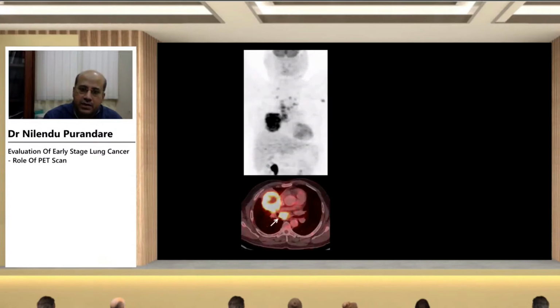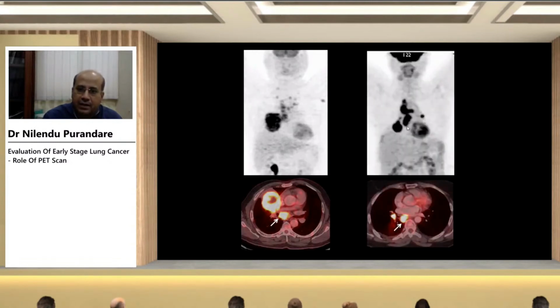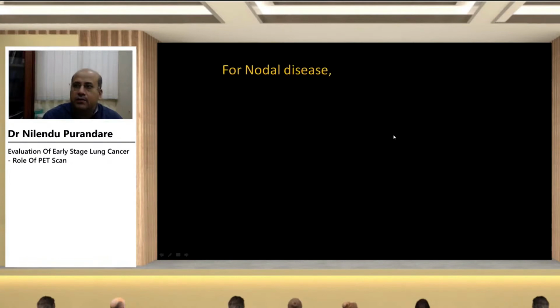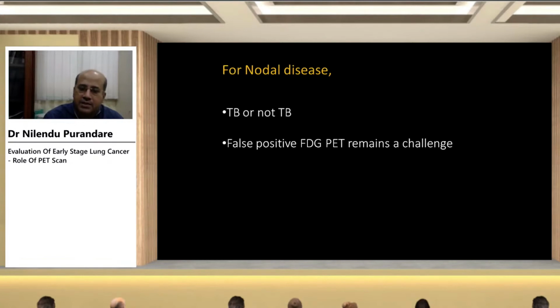which tells us that PET really has many false positives when it comes to mediastinal nodal staging. This is an example of a lung cancer here with FDG-avid mediastinal nodes. This is an example of another lung cancer with mediastinal nodes. Now, one of them is cancer and one of them is TB. On the basis of FDG uptake, it's really very difficult to say which is cancer and which is tuberculosis. So this actually is cancer and this was tuberculosis. So it's very difficult to determine just on the basis of uptake which is disease and which is actually tuberculosis. So for nodal disease, whether it's TB or not, false positive PET remains a challenge.